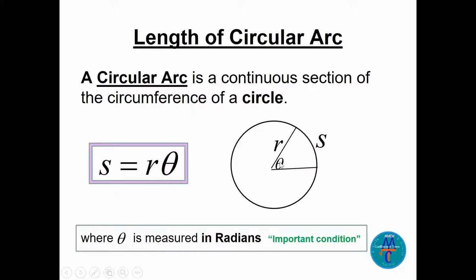Now remember, theta should be in radians, not in degrees, because we have angles in degrees and we have angles in radians. If you want to know more, you can see other videos on angles. So if you need the length, like 5 centimeters, 10 centimeters, 7 centimeters, 15 centimeters, or inches or something, it is a simple formula: S equals r, the radius, times theta. But theta should be in radians.